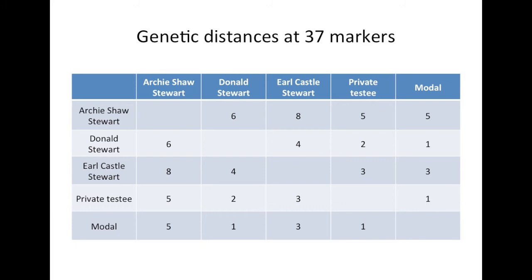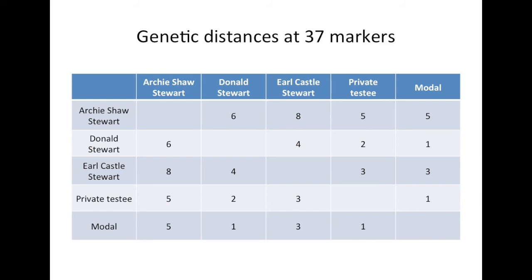Now, the opposite situation occurred, and this is an example of divergence of STRs. And this was between Archie Shaw Stewart and the other testees on this table. So you can see Archie at the top here. Now you'll notice that these are the genetic distances at the 37 marker test. You'll notice that Archie has 5 differences from a private testee.